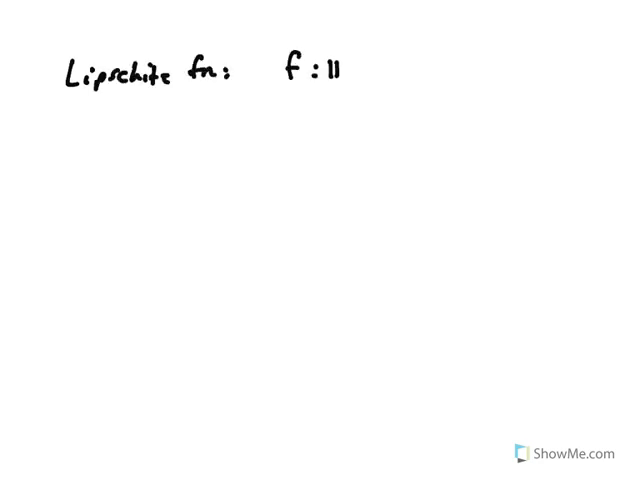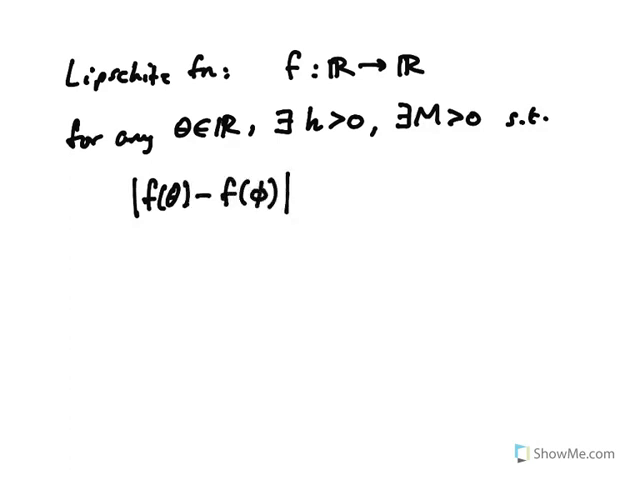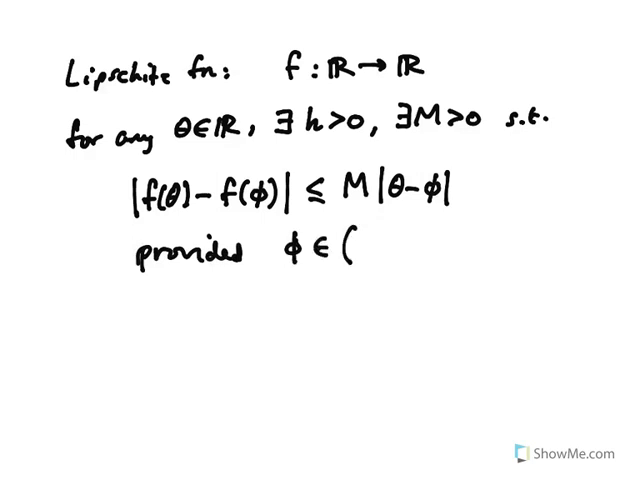So let's say I have a function f whose domain is the reals, and it also maps into the reals. To say it's Lipschitz is to say the following: for any value theta in the reals, there exists some h which is positive, and also some m which is positive, such that the absolute difference between f of theta and f of phi is bounded by m times the absolute difference between theta and phi, provided phi is in the interval theta minus h to theta plus h.